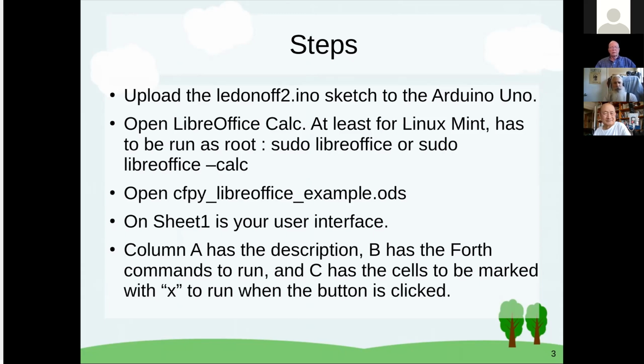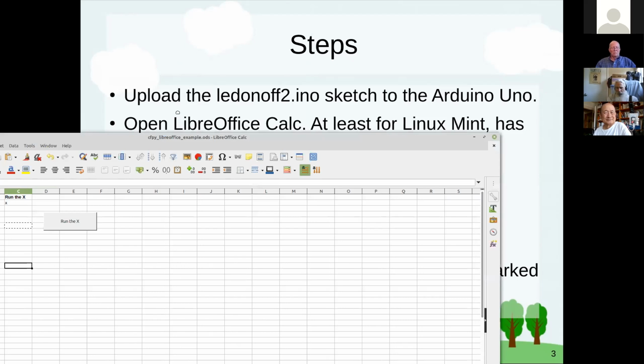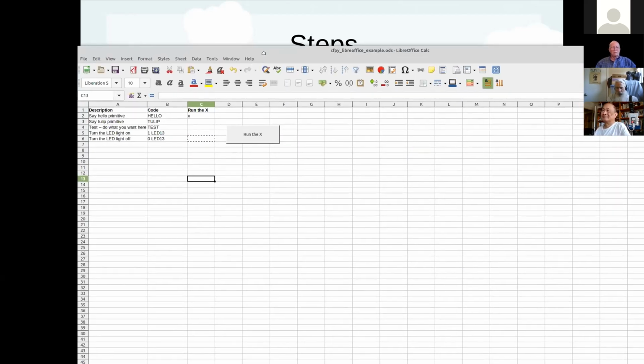I opened this spreadsheet, which I've called SVFIG LibreOffice example.ods. On sheet 1 is the user interface. Column A has a description, B has the Forth commands to run, and C has the cells to be marked with X to run when the button is clicked. All right, let's see if I can get you the spreadsheet. I'm bringing it over. This is what it looks like.